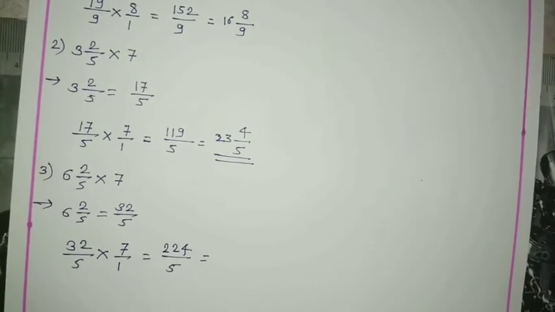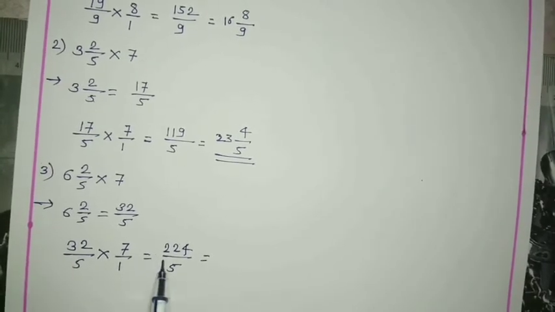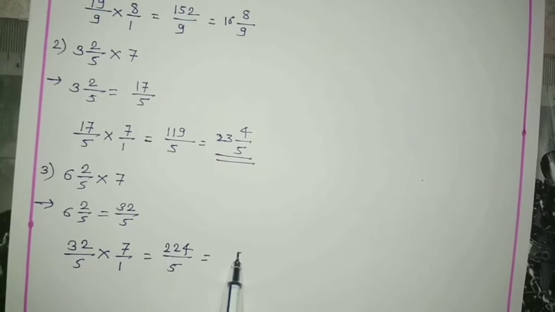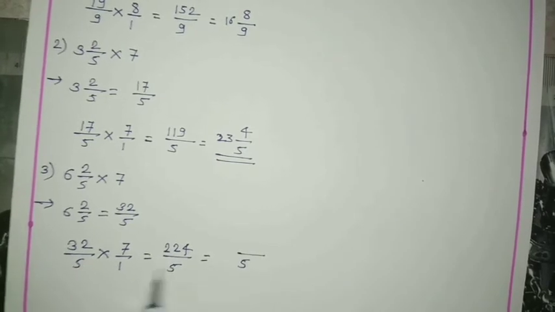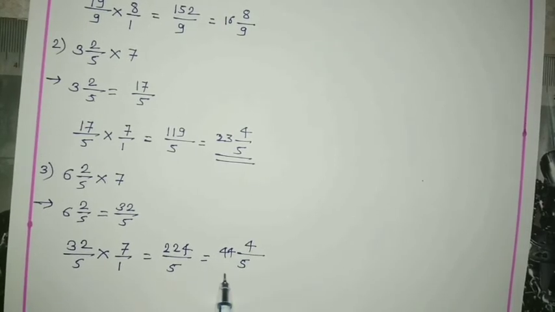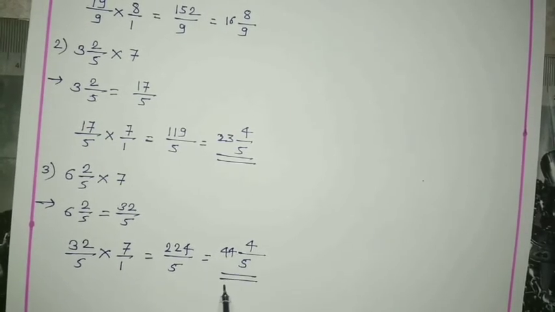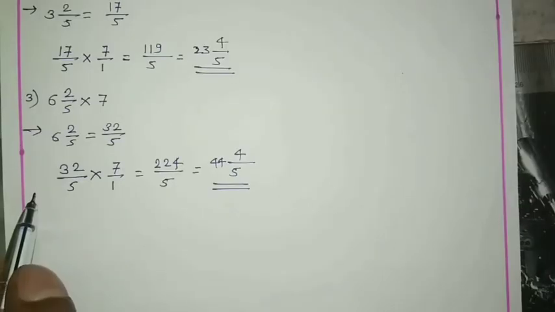We have to convert this 224 divided by 5 into a mixed fraction. So we know that we write 5 as it is. So 44 into 5 is 220. 44 into 5, 220, and 220 plus 4 is 224. So your mixed fraction is 44 4 by 5.